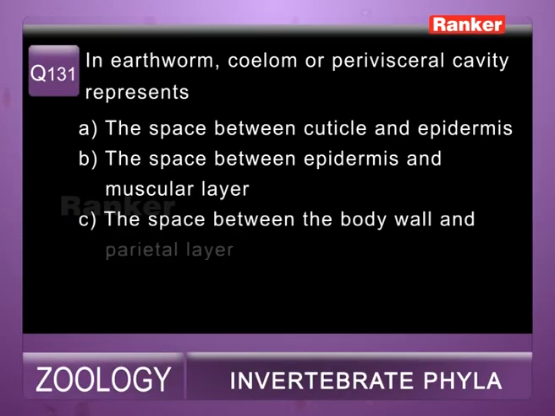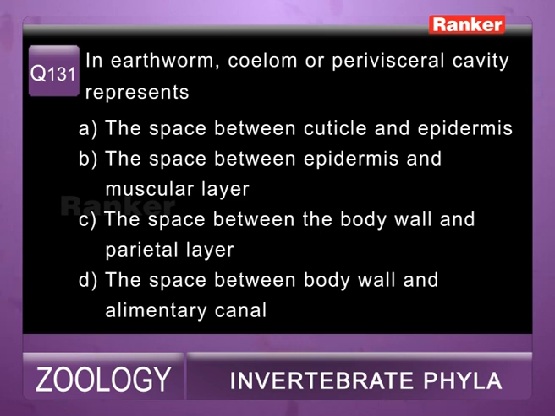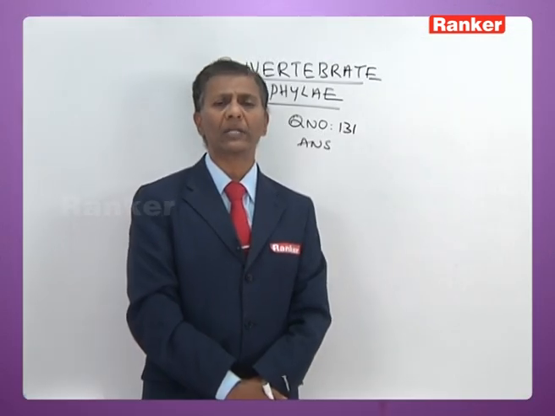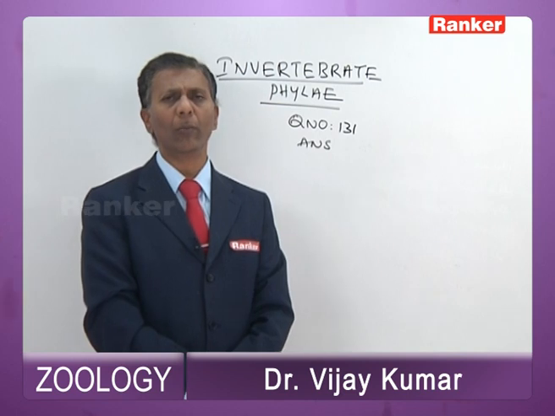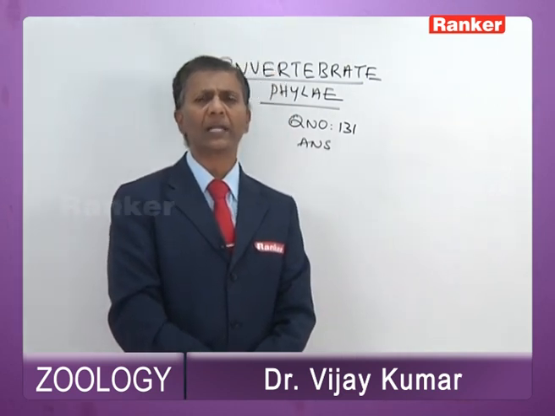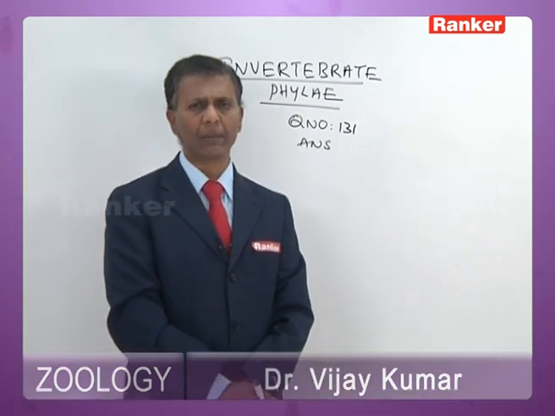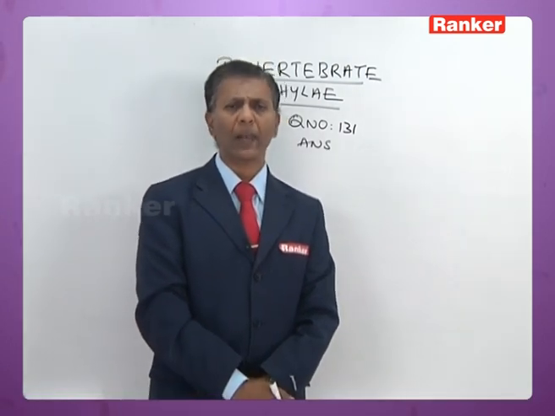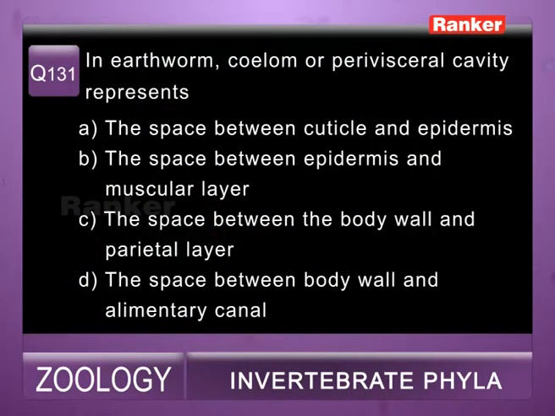Now 131, in earthworm, coelom or perivisceral cavity represents: A, the space between cuticle and epidermis; B, the space between epidermis and muscular layer; C, the space between body wall and parietal layer; D, the space between body wall and alimentary canal. Now in all true coelomates, the perivisceral cavity or the coelom lies between the outer body wall and inner gut wall, and internally it is lined by the mesodermal layers or coelomic layers or peritoneal layers. So 131 question, correct answer is D.